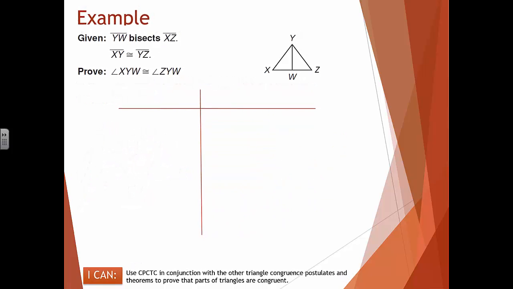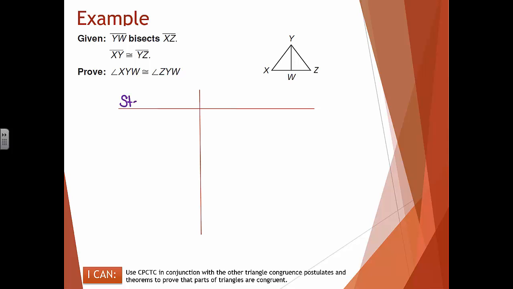All right, so what are you going to be doing with the CPCTC? Mostly, you're going to be using it to do proofs. First, prove that the triangles are congruent, and then after you know that the triangles are congruent, prove that, in this case, angle XYW is congruent to angle ZYW. So our first task is to prove that the triangles are congruent. So we're going to be using one of those triangle congruence postulates or theorems that we already have. Oops, I put theorems there and it should be statements and reasons.